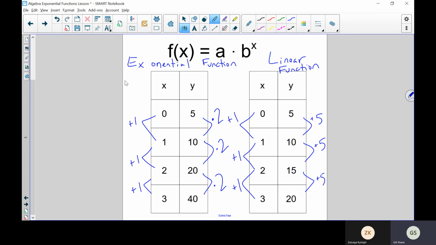The exponential one's on the left. Well, which one's based on multiplication? Didn't we say it about y? The y values. Which one am I saying I'm multiplying by something versus just adding something? Which table? On the left, right? Because I say right here, that's what this means. I'm multiplying by 2 every time. Here I'm adding 5 every time. Okay, I get it. I was getting confused because I thought the right one was exponential.